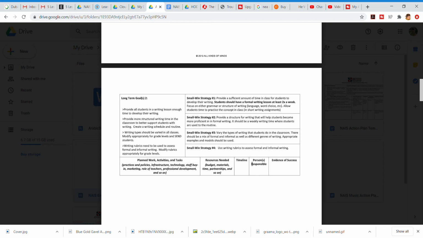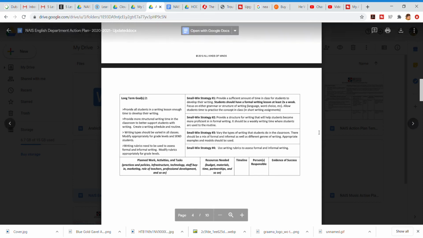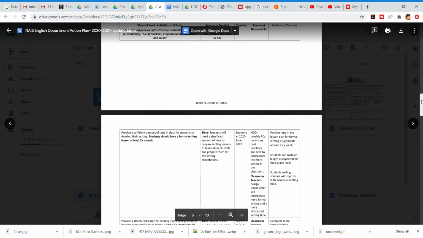Writing types should be varied. There we go, the variety. And modify appropriately for grade levels in SEND. Excellent. Writing rubrics should be assessed to formal and informal. That's a variety of writing. And the rubrics are there for the assessment. Very good. So we hit that major development goal that has been given to us by our KHDA representatives.